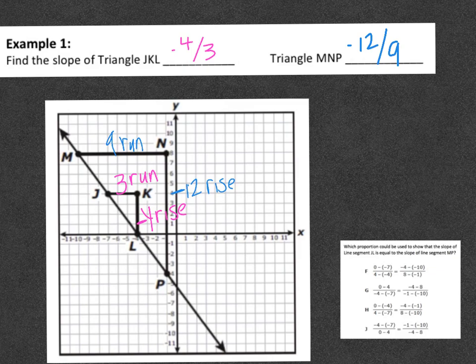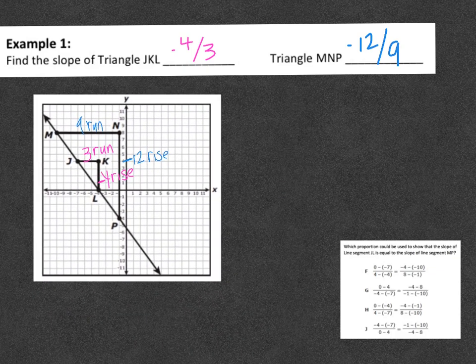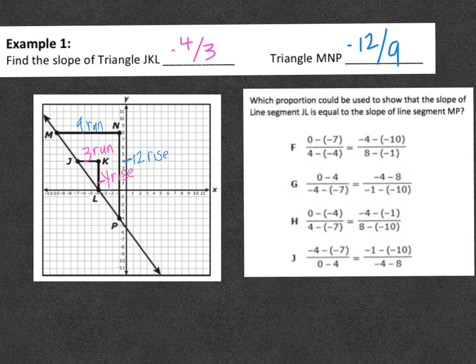Now the thing that we're going to try to do with this one is if I asked you to tell how I could prove that they have the same slope, I'm going to look at these answer choices. And basically what this is doing is it's making us set up our equation of y2 minus y1, x2 minus x1. And then for the bigger triangle, same thing. y2 minus y1, x2 minus x1. And I just need to match up which ones are actually written in the correct spot.